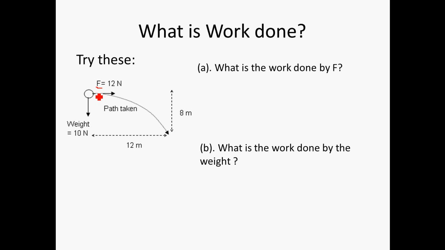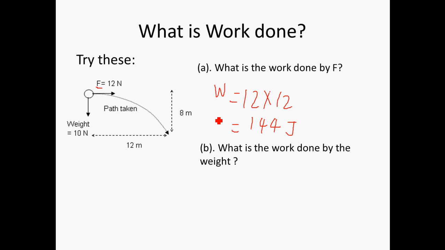Alright, so if this force is going to the right and the object moves in this direction down from the beginning to the final position, I'm only interested in the distance moved to the right. I'm not interested in anything else. So in other words, the distance moved to the right to move from this point to this point is only 12 meters. So the work done by F will simply be 12 times 12. So you get 144 joules.